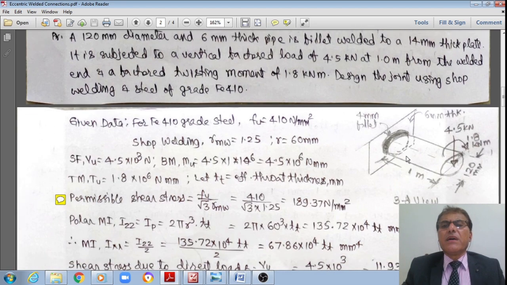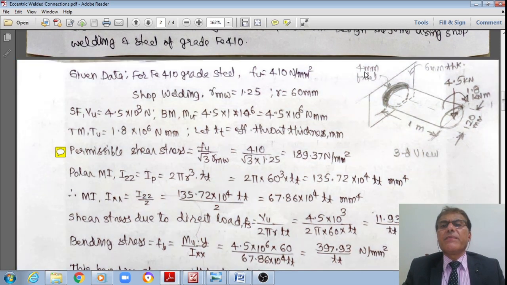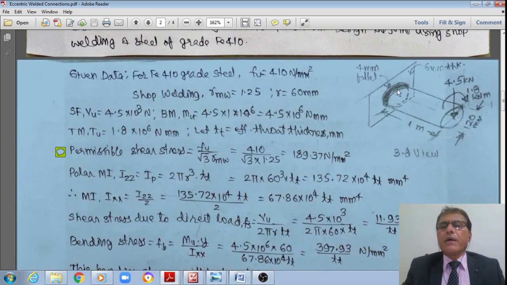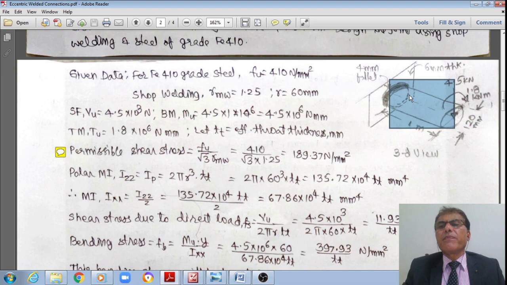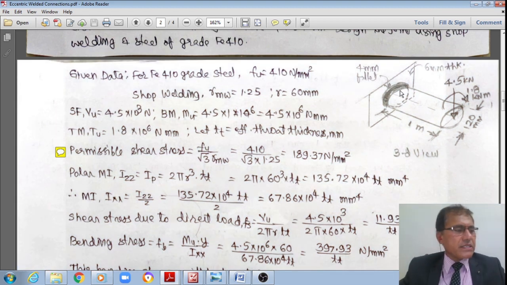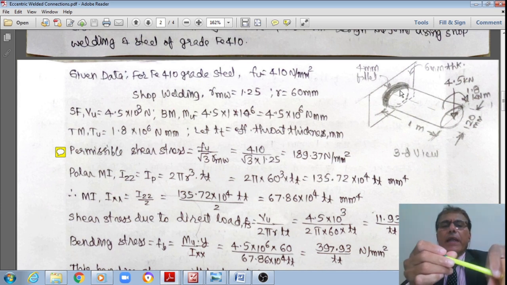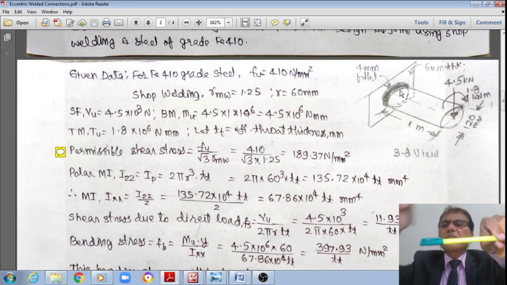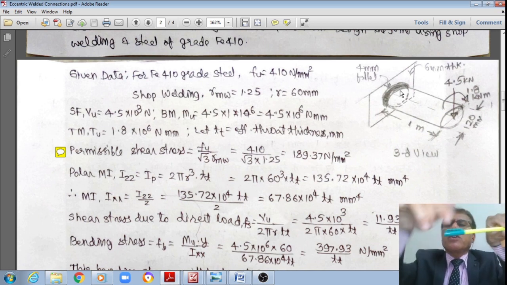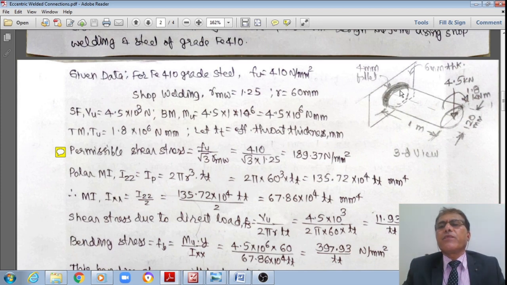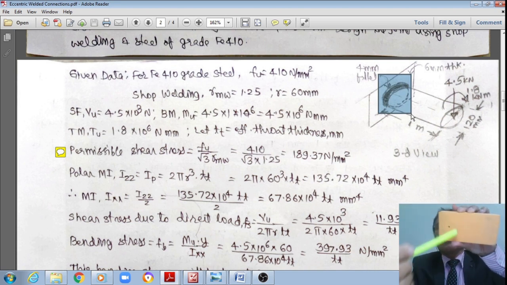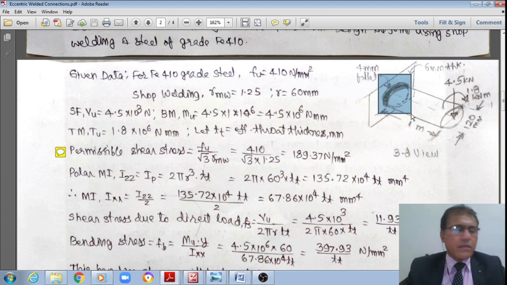Now, I am showing a 3D view of this schematic: a gusset plate, to which a hollow circular tube of diameter 120 mm, or radius equal to 60 mm, is connected by means of a fillet weld. You design this fillet weld. It is subjected to a concentrated load of 4.5 kilonewton at a distance of 1 meter, and also to a torsion of 1.8 kilonewton meter. Therefore, design this fillet weld. How much is the size along the periphery of this circular tube? That is the design.